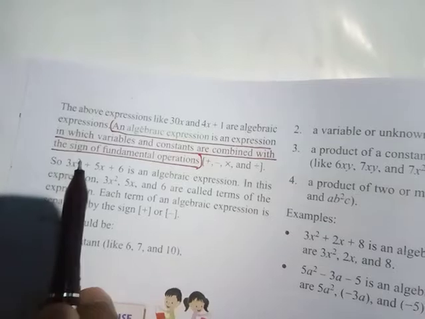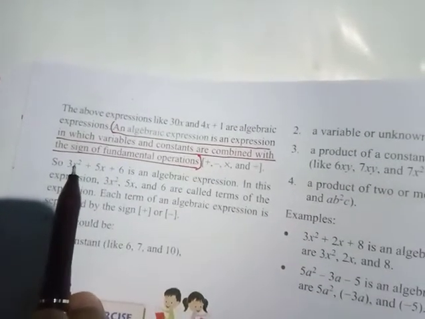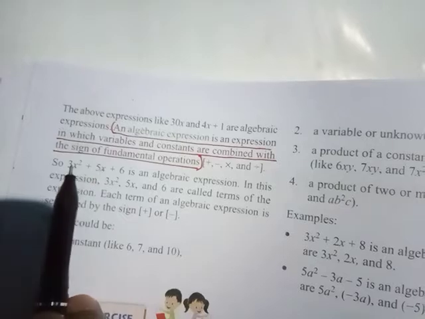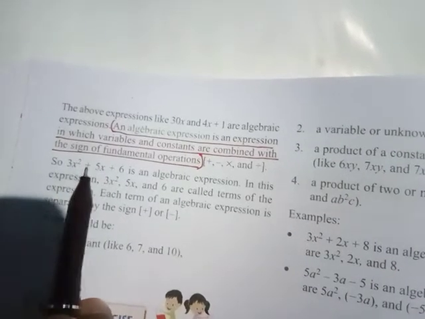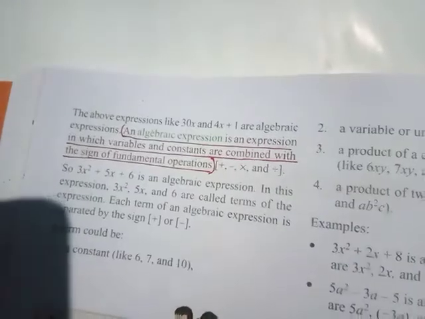Suppose 3x square plus 5x plus 6, this is an algebraic expression. Here the variable is x, because its value is not fixed, and the constants are 3, 5 and 6. So it is an algebraic expression.